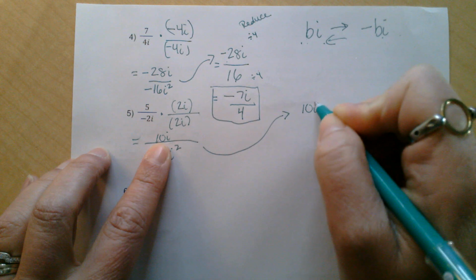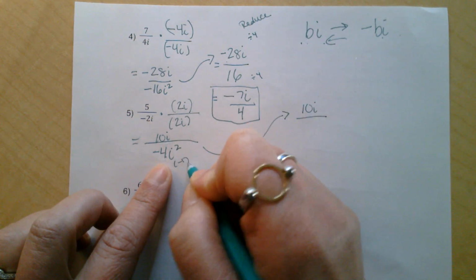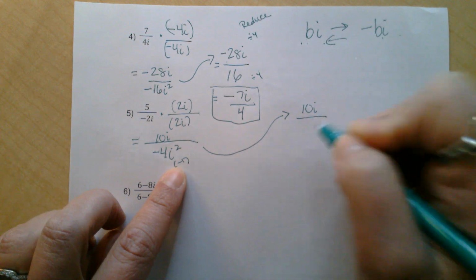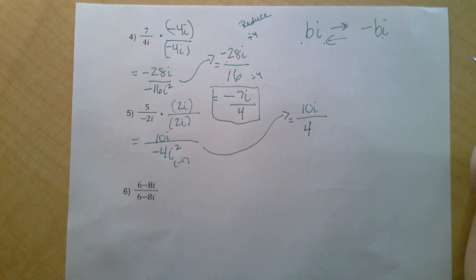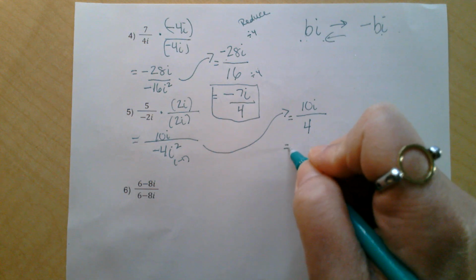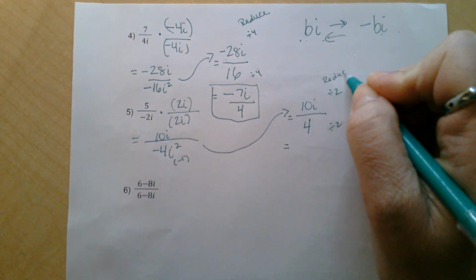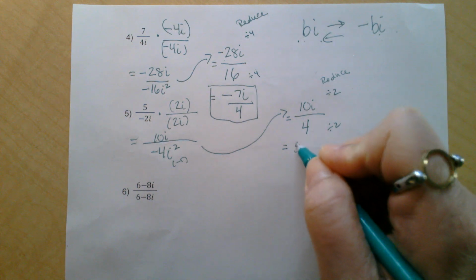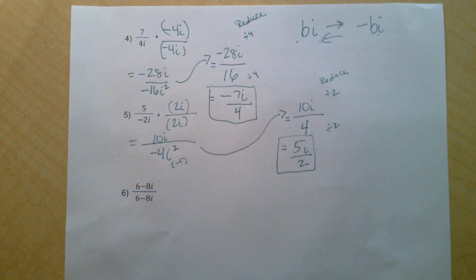Now keep the 10i the same for now. Let's change this. This is really negative 1, so negative 4 times negative 1 is positive 4. So right now I have 10i over 4, and I can reduce this. Yep, I can divide both by 2, so I'm going to reduce the fraction. 10i divided by 2 is 5i, 4 divided by 2 is 2, and that's it. We don't have to split any of these because we just have that imaginary unit, and so we stop there.